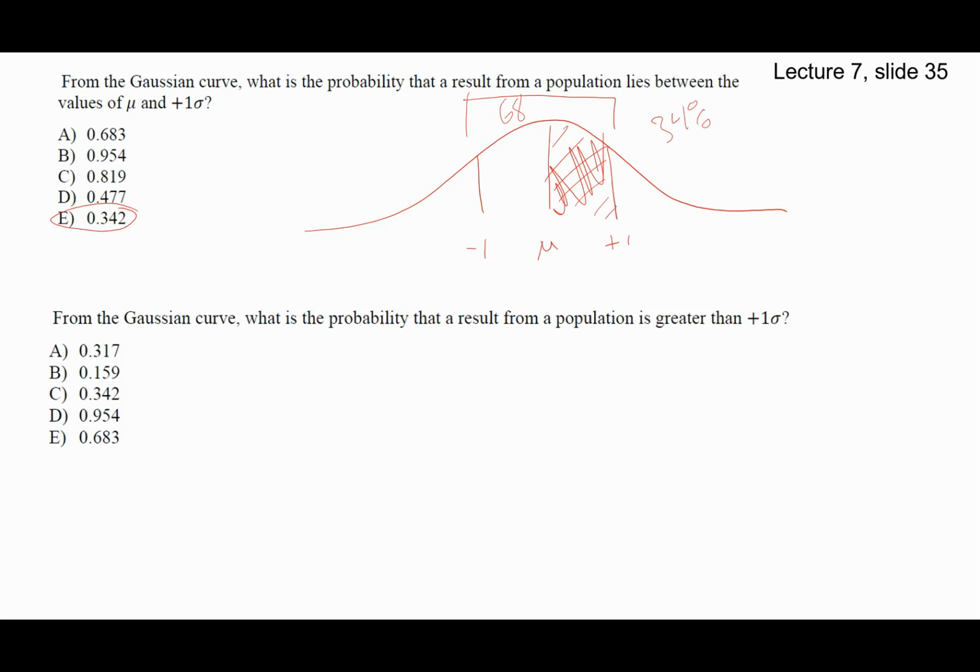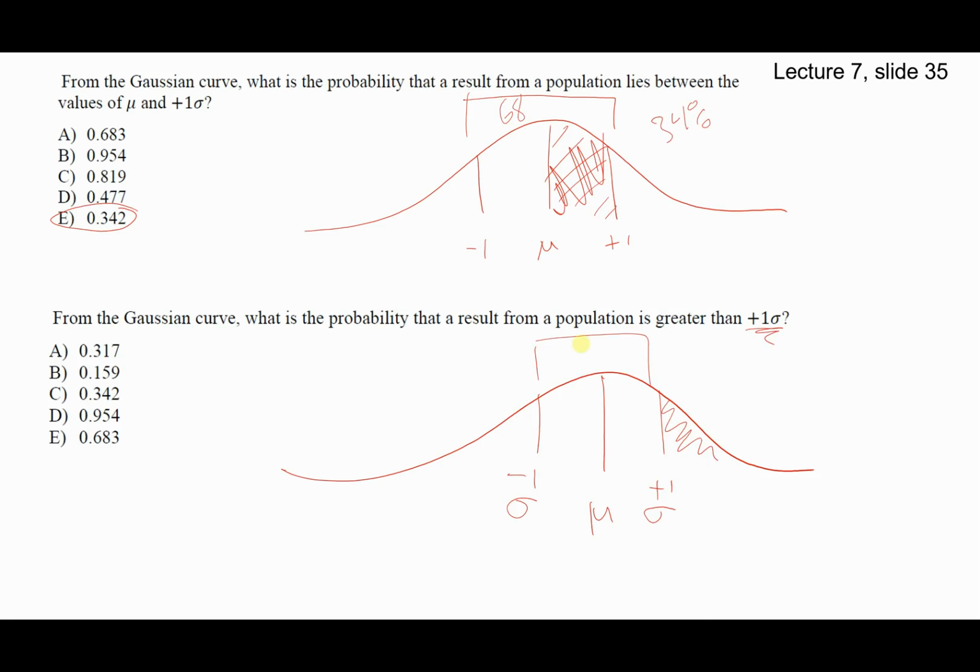The next question is basically the same. We have a Gaussian curve again. We have our mu, we have our plus 1 sigma, and we'll have a minus 1 sigma. And we want to know what is the probability of the population being greater than plus 1 sigma. So what are your chances of falling into this range?